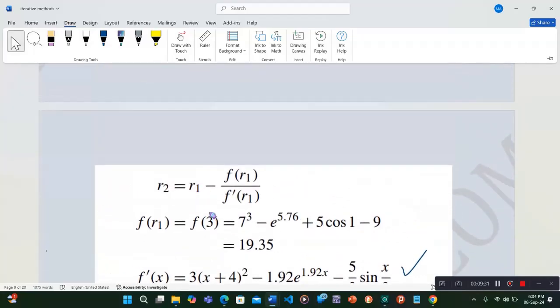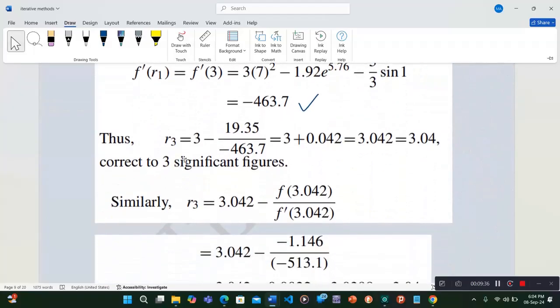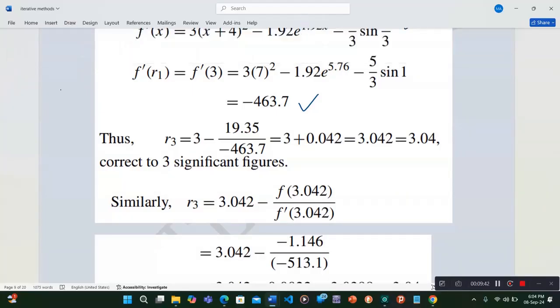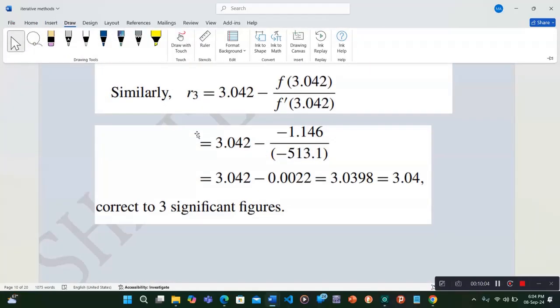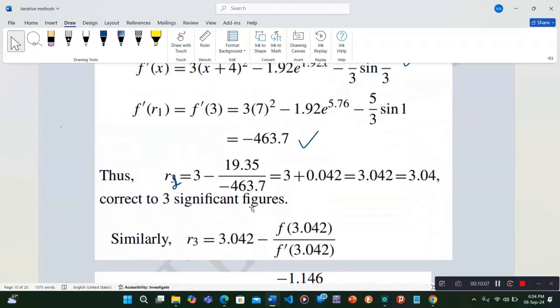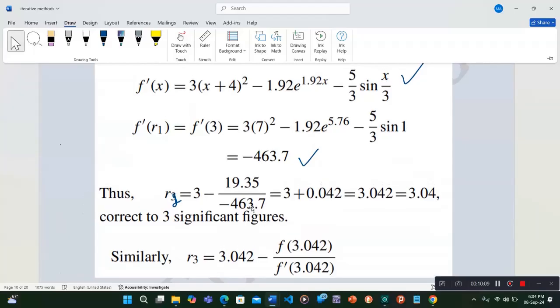Please, it is still okay if you say R2 is equal to R1. So that means we can change this to R2. This is supposed to be R2. So our R2 is equal to 3.04. So R3 is now going to be 3.042 minus f of 3.042 divided by that. So when you check that value, it is again 3.04. When you compare the two, you see there is almost no significant difference.